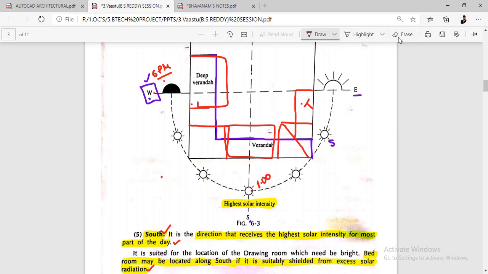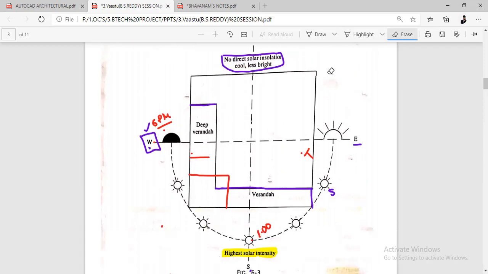Suppose this is your flat, so you can take care of this. Just imagine this is your flat. So let me draw this, 1 minute.